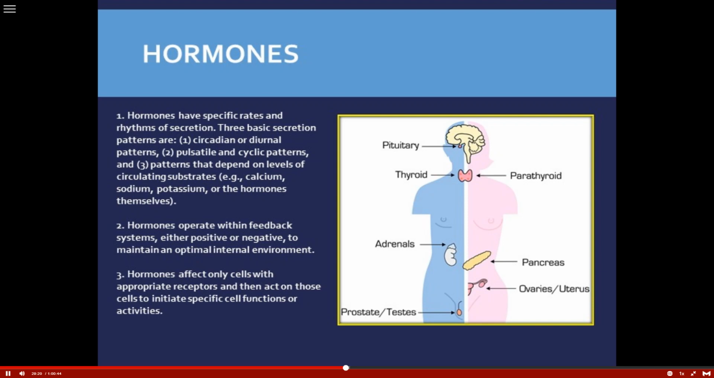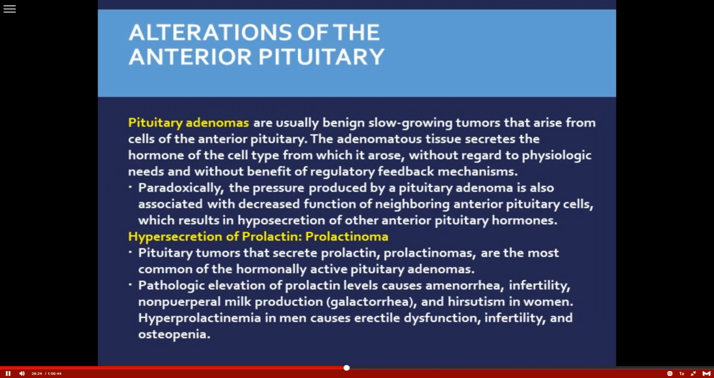So those are kind of the three big overarching foundational topics to help us get through discussing some of the alterations of the different hormone organs. So let's start with the anterior pituitary. So first of all, pituitary adenomas.